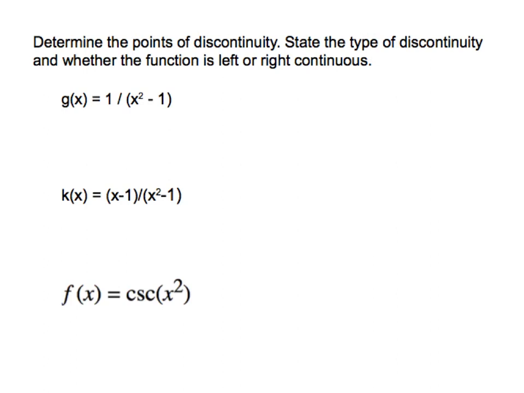Determine the points of discontinuity. State the type of discontinuity and whether the function is left or right continuous. So here I'm asking you to think about domain restrictions. We could get a sketch of this graph. We could have an understanding of that. We know that we're going to have domain restrictions for g at x equaling 1 and negative 1.